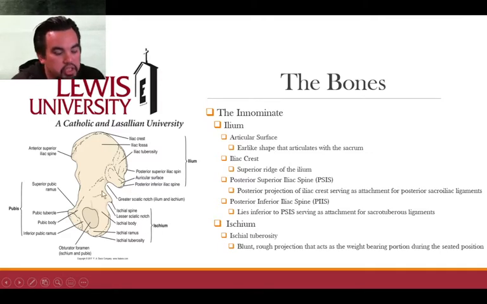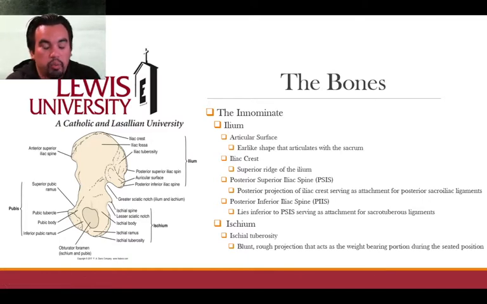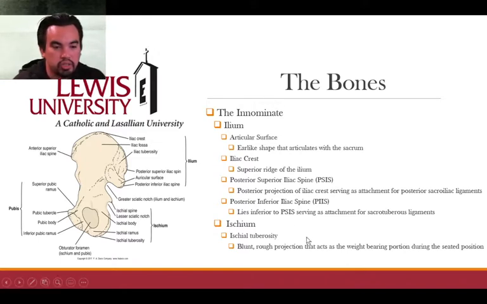Then we have the ischium, which if you are sitting in a chair while you're sitting watching this wonderful video today, that is what you are sitting on, is your ischium, and more specifically, your ischial tuberosity. And that's the blunt, rough projection that acts as the weight-bearing portion during the seated position. So congratulations, you have found your ischial tuberosity.